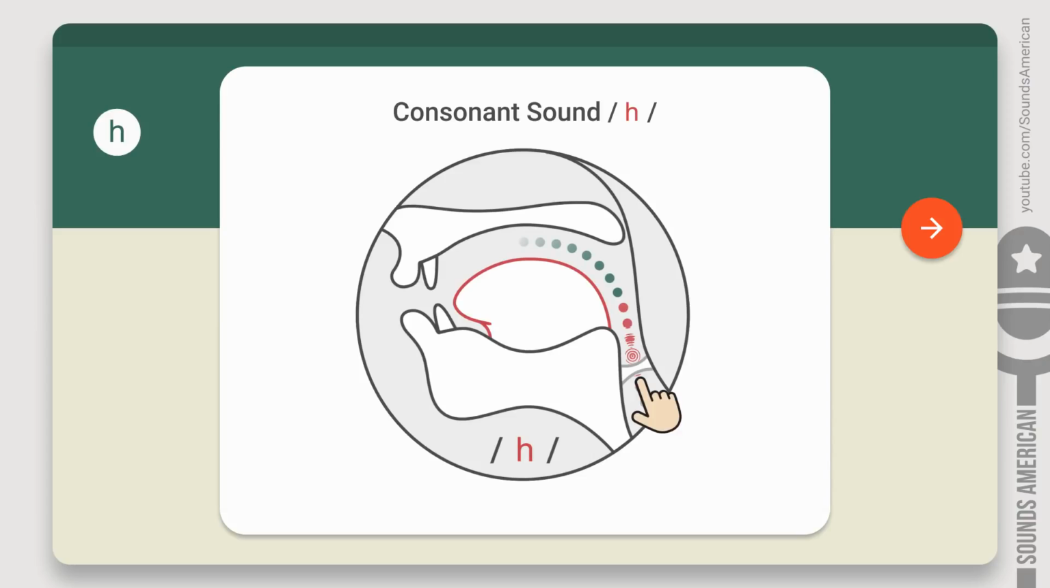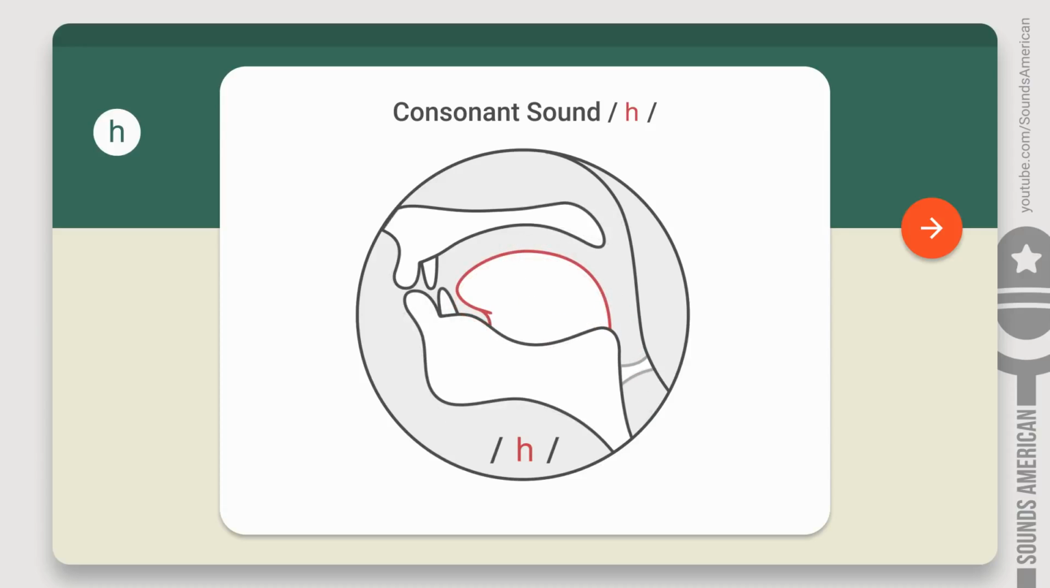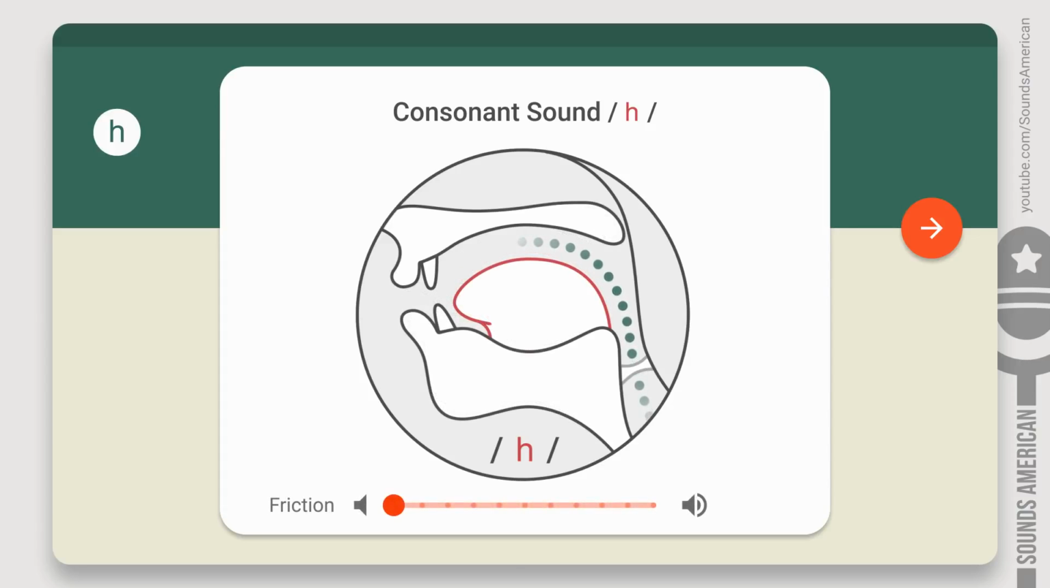Even though it's created between your vocal cords, you shouldn't add your voice. So don't vibrate your vocal cords. Just let the air out as if you're exhaling it. Also, note that even though the h belongs to the fricative consonants, it's not made with much friction. Let's say it's a 3 on a scale from 1 to 10.